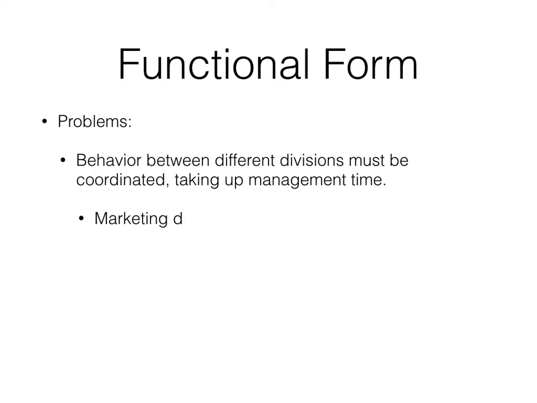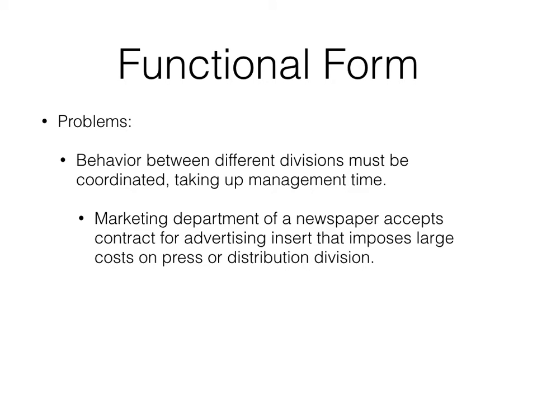The problem with these, though, is that the behavior between different divisions has to be coordinated, so it needs a lot more oversight from a CEO. Case in point would be a division, say the design division of some company, that creates a design that really is much too costly to implement by the production division. And therefore, there's a lot more coordination needed between the design division and the production division for that to happen.